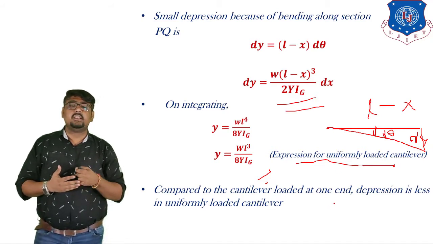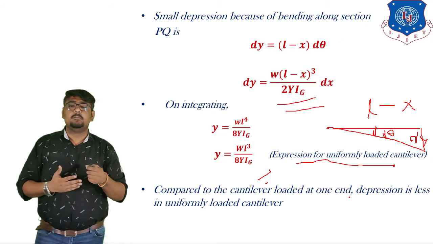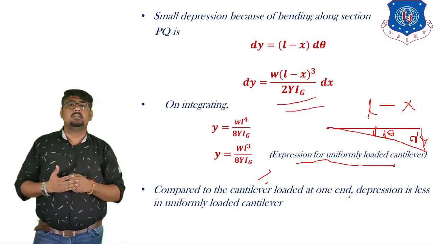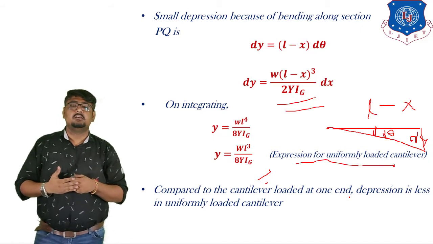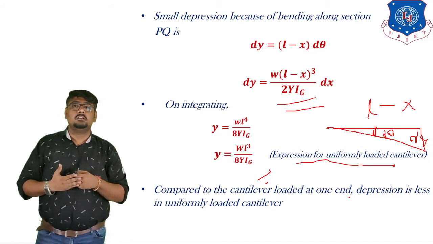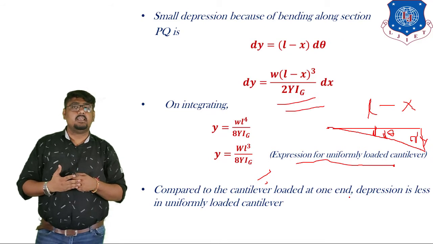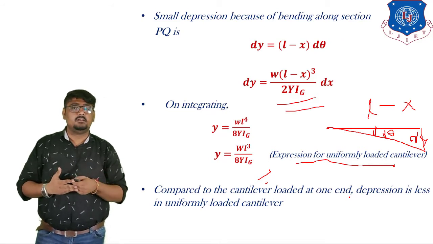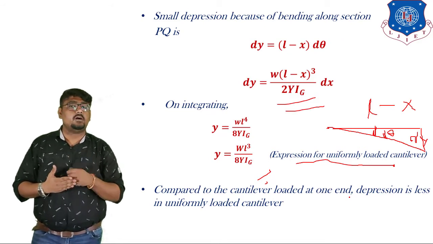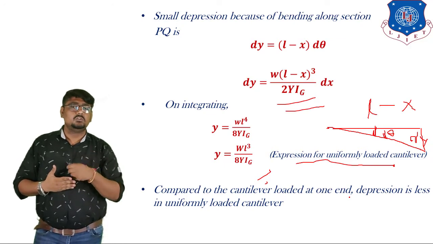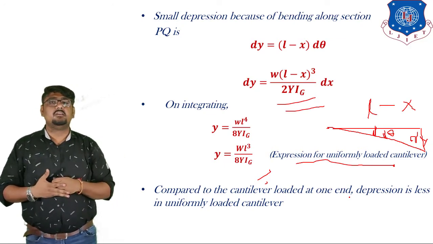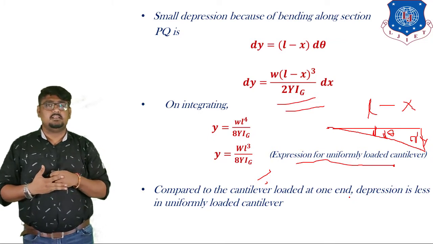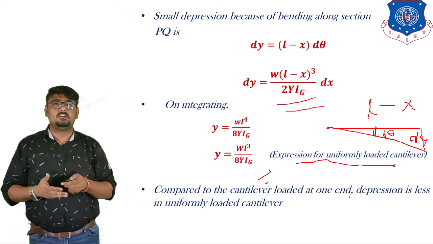Comparing to the cantilever loaded at one end, the depression is less in the uniformly loaded condition. What was that for the cantilever loaded at one end? That was WL cube by 3 Y Ig. But here we have WL cube by 8 Y Ig. So in the uniformly loaded condition, the depression in a cantilever beam is less. So that was for this topic.